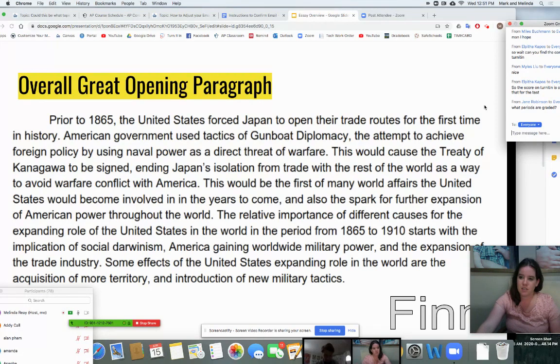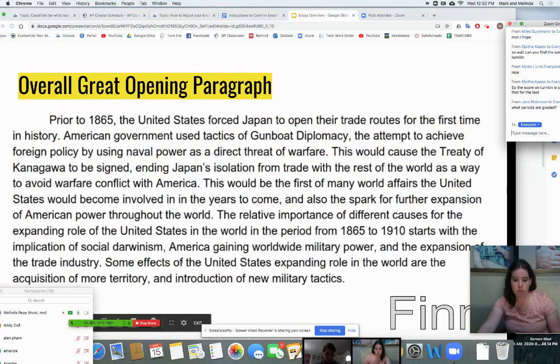Okay? All right, so this would be a good opening paragraph. If you notice, going into contextualization: "Prior to 1865, the United States forced Japan to open their trade." He talks about gunboat diplomacy and the different things around it. The connection: this would be the first of many world affairs the United States would become involved in in the years to come. The relative importance of different causes for the expanding role starts with social Darwinism, gaining military, and expansion of trade, and some effects would be, and then it goes into there. So this would be a successful opening paragraph. Anybody have any questions about those?